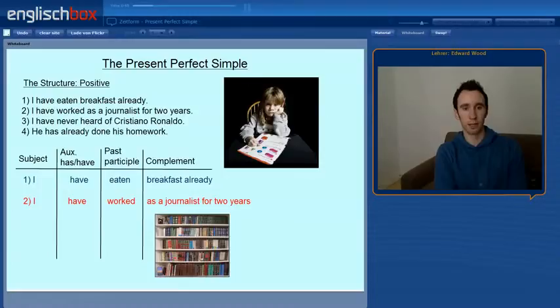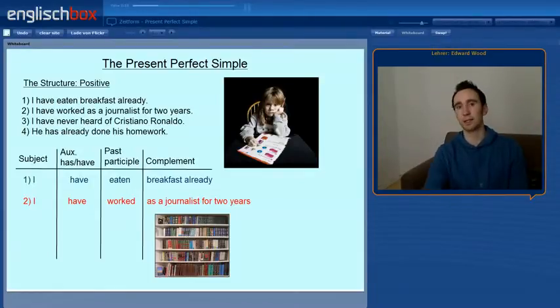In the examples given here, eaten and worked are the past participles, the third column, or the third form of the verb. The complement is then added to the sentence to complete it. In this case, breakfast already and as a journalist for 2 years. So here you have the structure in positive.